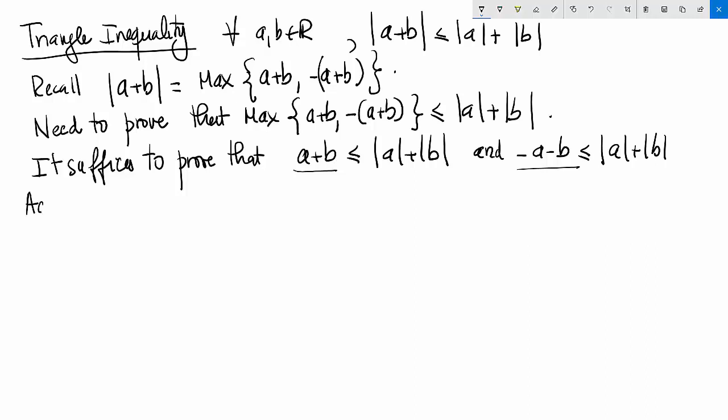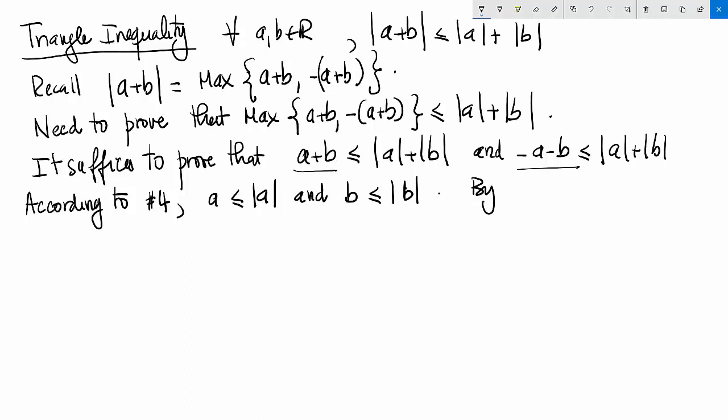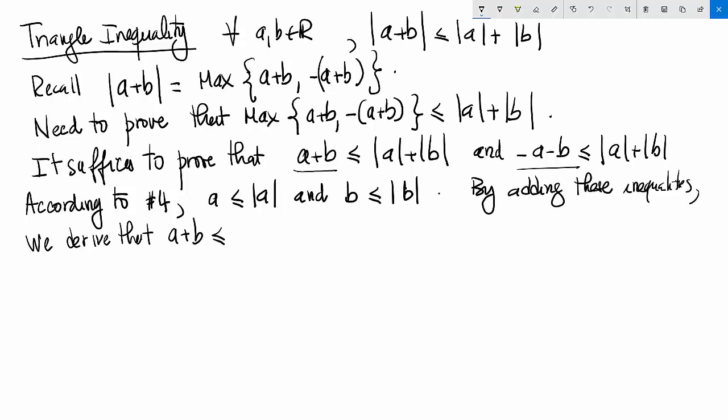Now, according to number 4, we already know that A is less than or equal to its absolute value, and we know that B is less than or equal to its absolute value. Now, by adding these inequalities, we derive that A plus B is less than or equal to the absolute value of A plus the absolute value of B. So this takes care of half of what we need. Now let's look at the other half.